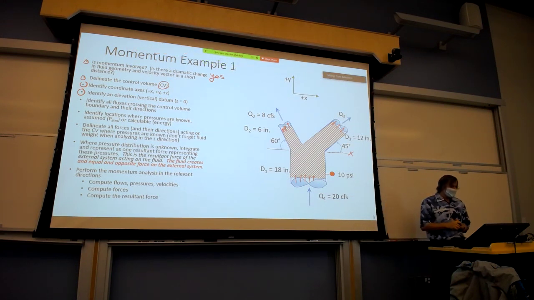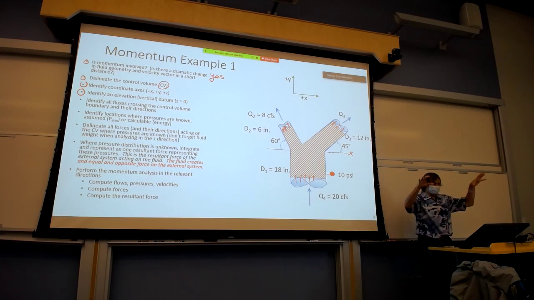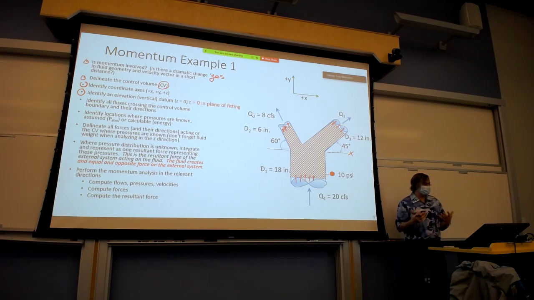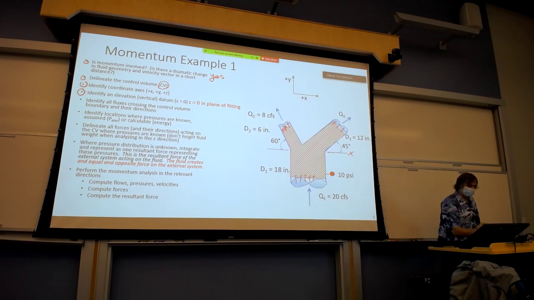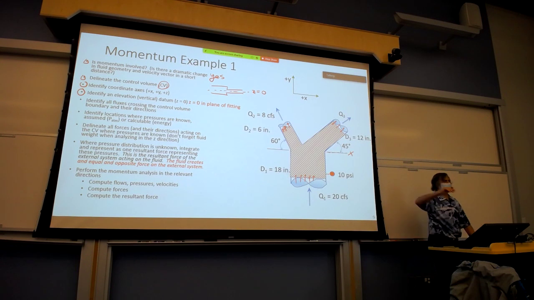So, the next thing we're going to do is identify an elevation datum. So, in this case, what we know is we're looking down on a horizontal plane. So, all we're going to say is that Z is equal to 0 in the plane of the fitting, say the center line of the pipes. So, if we looked at this thing, here's the 18-inch pipe coming in, and these are the 2 pipes going out. There's 2 of them, one over the other. And so this is where Z is equal to 0, right along the center line of the pipes.